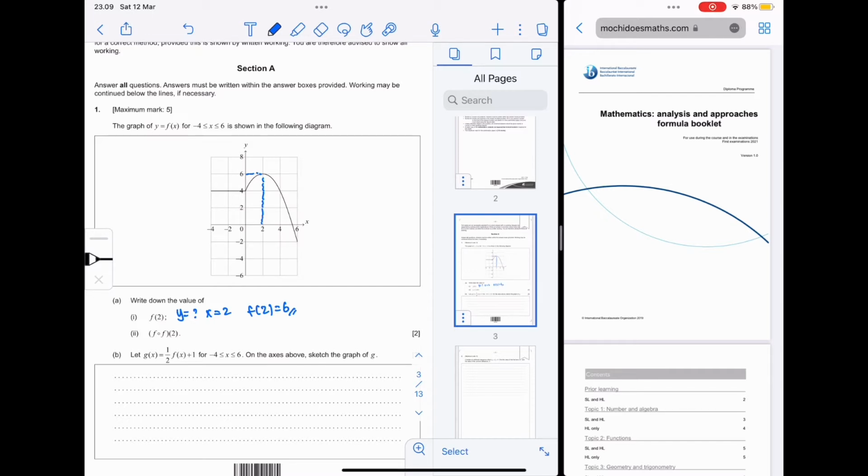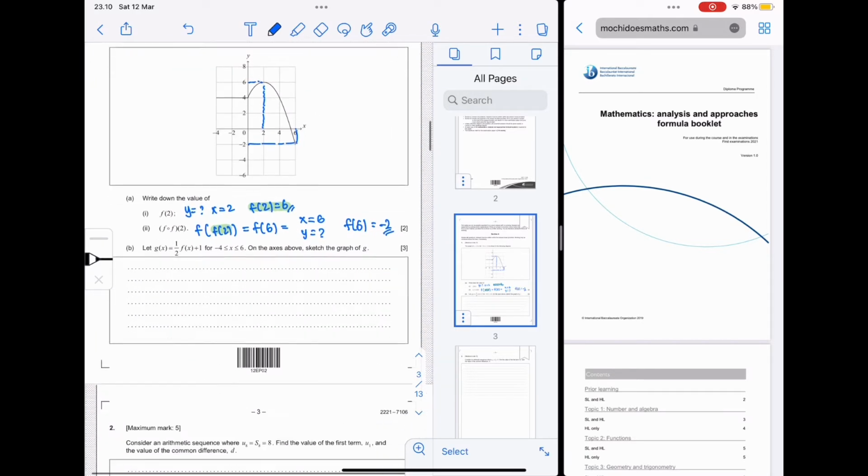f(f(2)) means f of f(2). Relating to your previous question, f(2) is 6, so just replace f(2). It will be f(6). Again, it means the value of y when x is 6. Here's the 6, here's the y. So the answer will be -2.